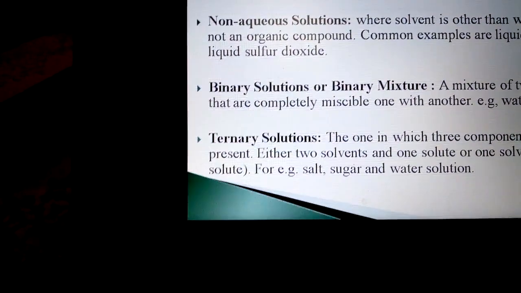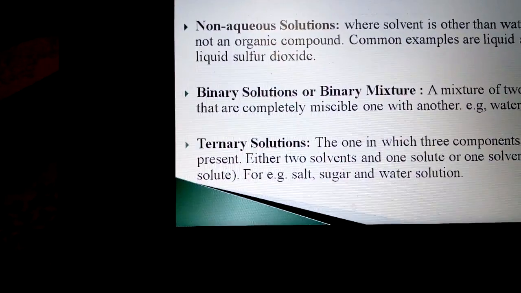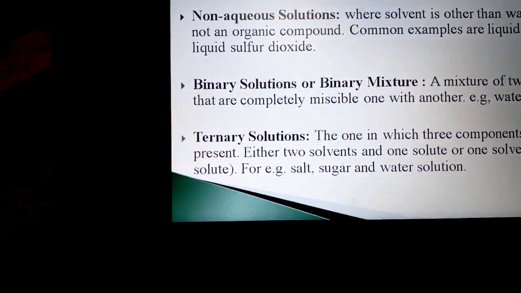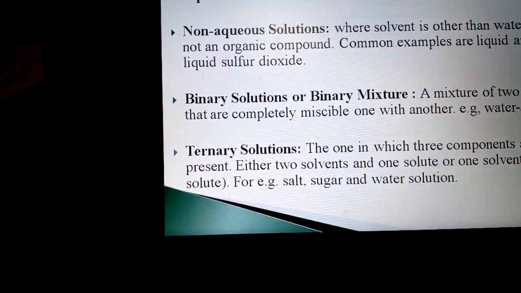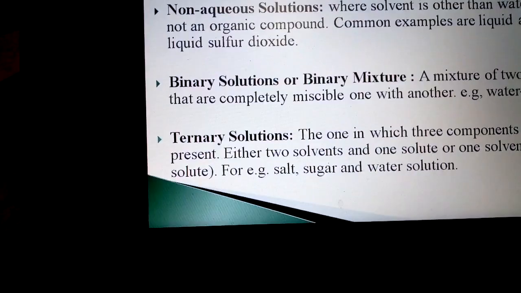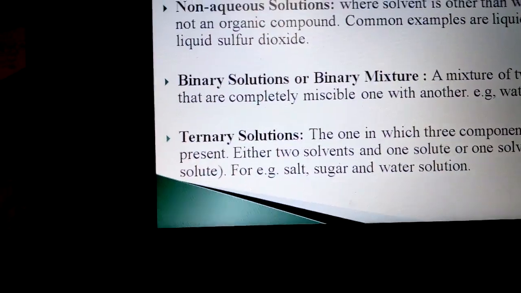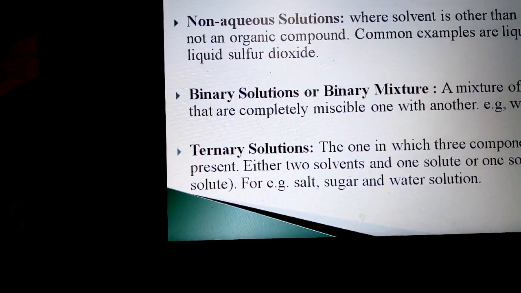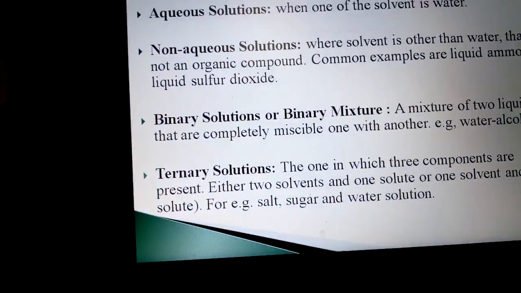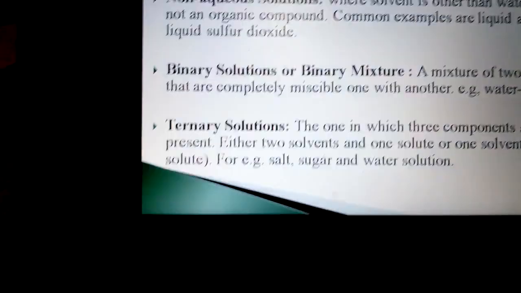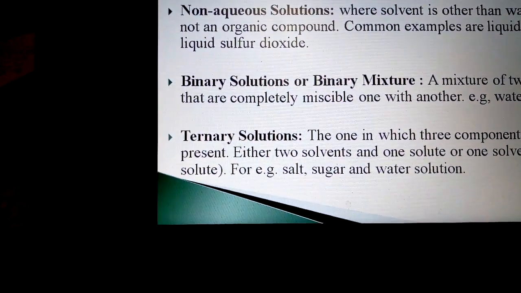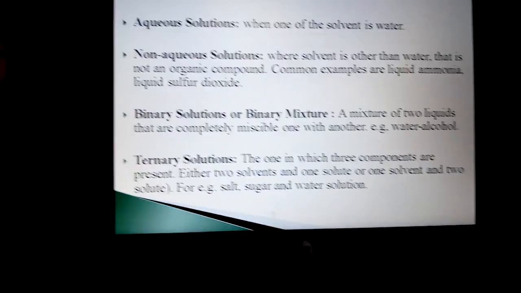Binary solutions or binary mixture: a mixture of two liquids that are completely miscible with one another, like water and alcohol, or alcohol and water. As the word indicates, bi means two, so it is clear that binary solutions or binary mixtures are those mixtures or solutions which are formed by the combination of two substances, where one acts as a solute and the second one acts as a solvent.